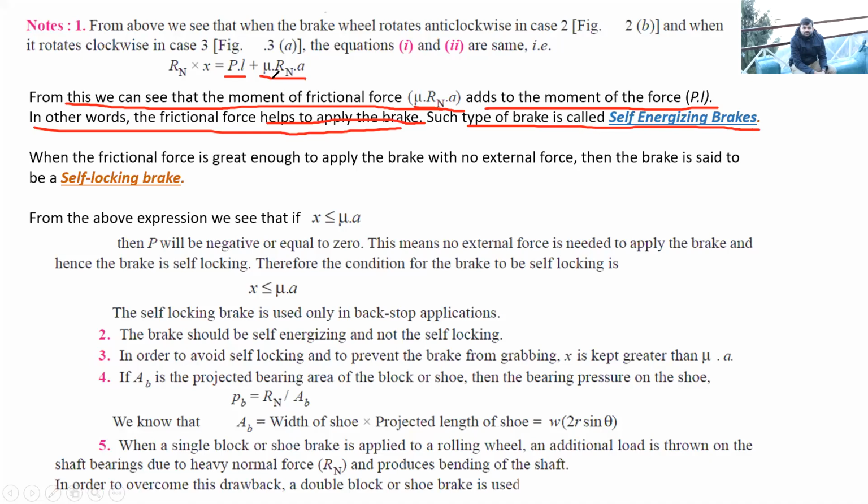The condition of a self-energizing brake is that the moment of friction force should be helping the PL moment. Now, when the friction force is great enough to apply the brake with no external force, then the brake is said to be a self-locking brake. What will be its condition? In the above, we can see that if the value of x is less than or equal to mu into a, what will happen? Then P will be negative or equal to 0.